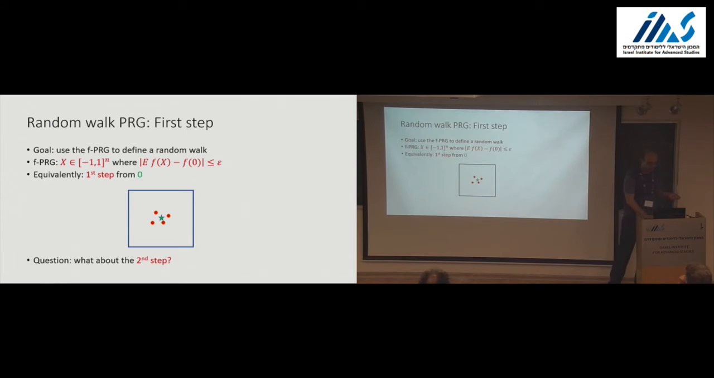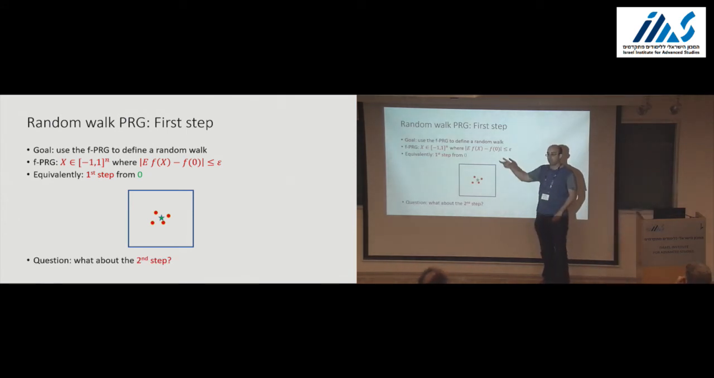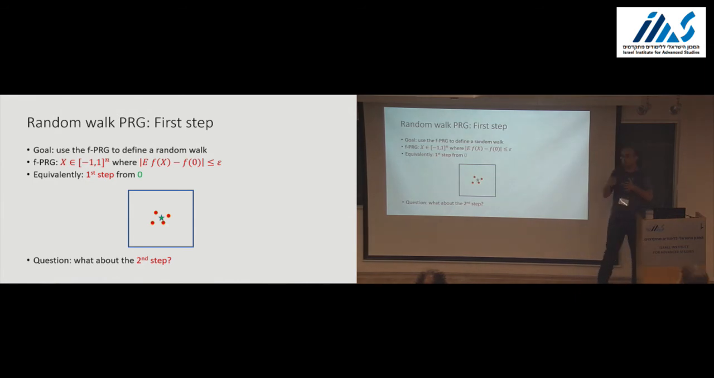How do I define the second step? Because the way I define it is just to approximate things around 0. But now, when I'm going to make the next step, let's say I moved here. Now somehow I want to approximate the value here. So I want to do a random walk around this point. So how can I massage this object to do a random walk around an arbitrary point?